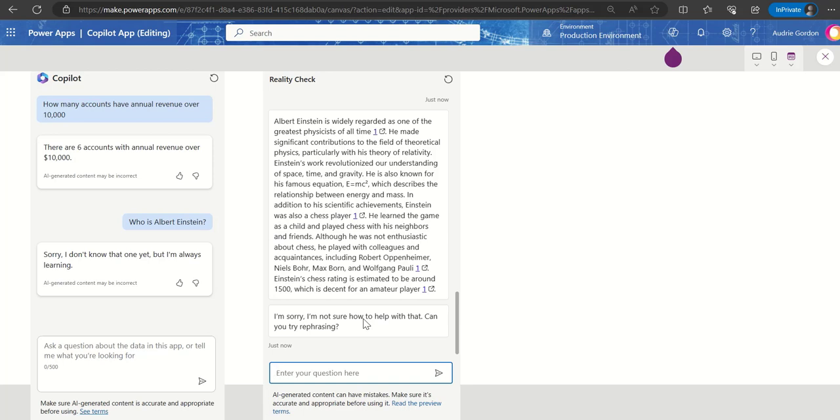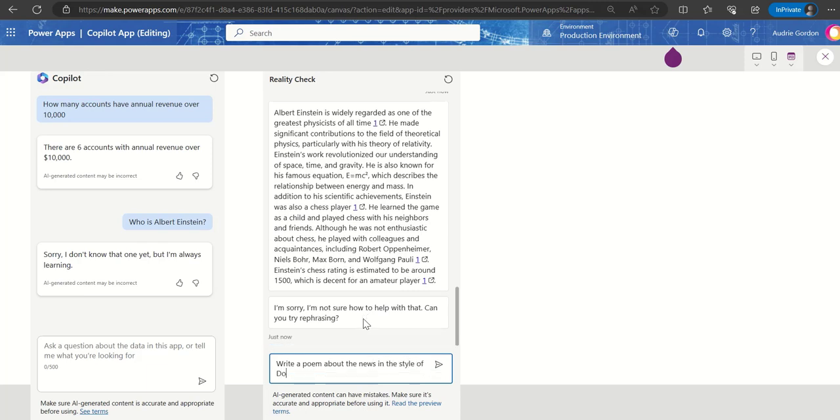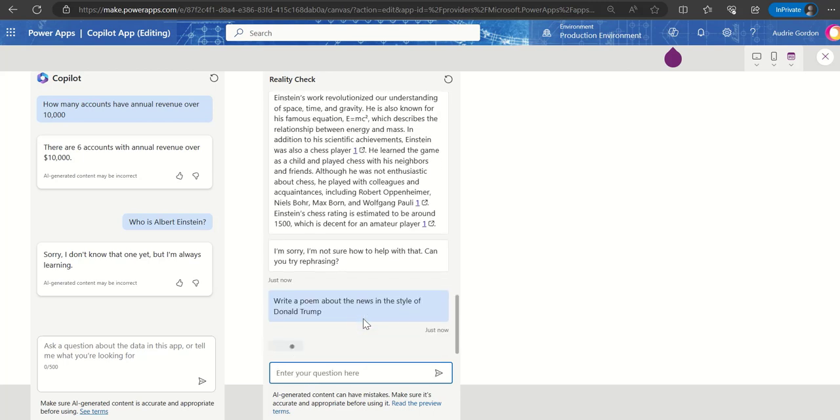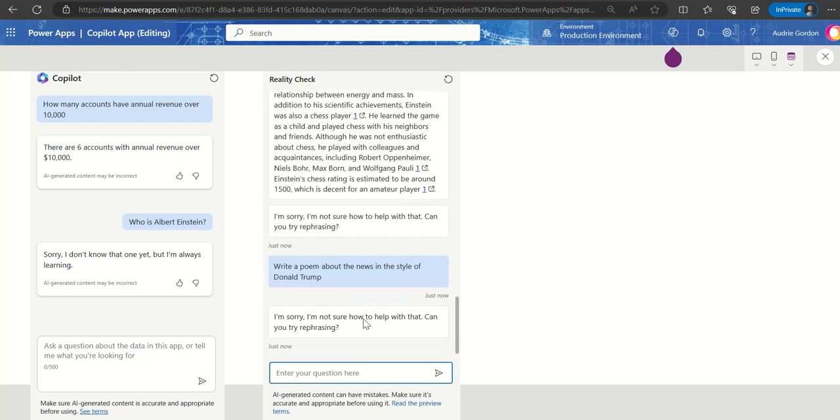However, let's do the poem thing. Write a poem about the news in the style of Donald Trump. Again, I'm not suggesting any political leaning. This is just really easy to understand. Okay, it can't help with that because those mitigation layers are handling that environment.